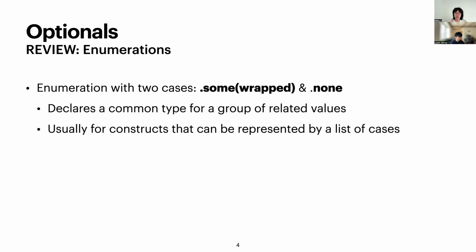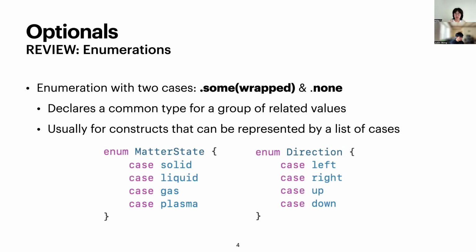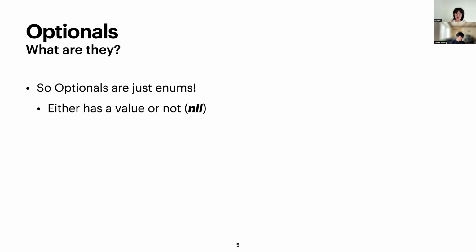An enum is just a type with a fixed set of cases, so it's useful whenever something naturally falls into a small number of discrete possibilities. For example, for matter states, we have solid, liquid, gas, and plasma, and for direction, we have left, right, up, down. That's the key idea we need because optionals are built on exactly that pattern.